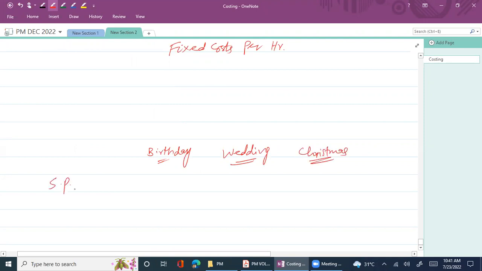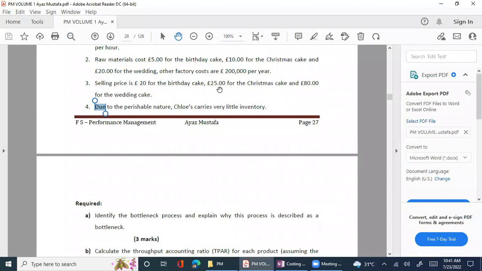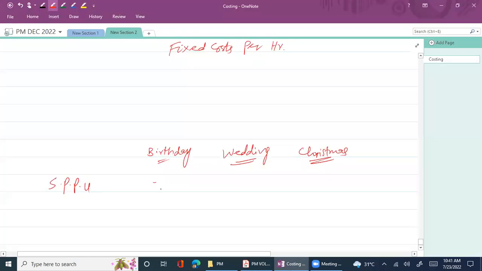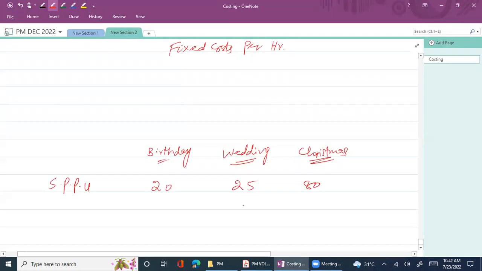The sale price per unit of cake is given in the question. Selling price is 20, 25, and 80. For calculation of throughput, we need to subtract the raw material, which is 5, 10, and 20.